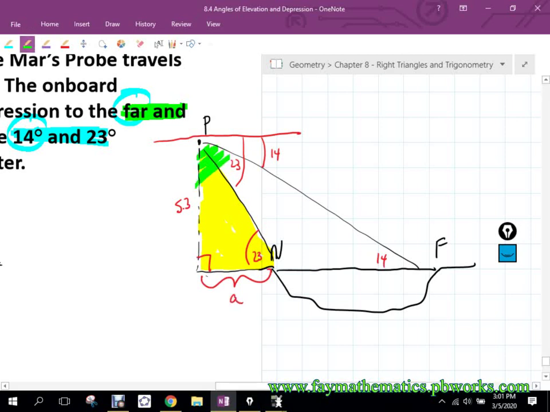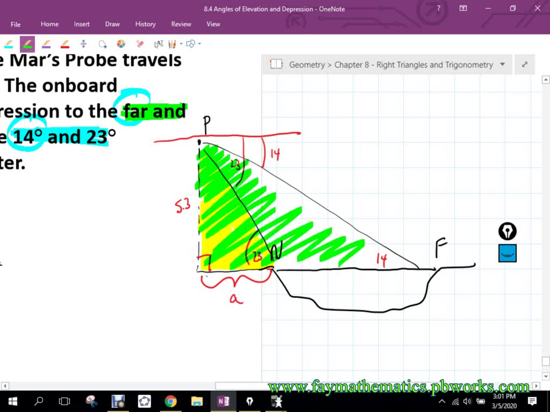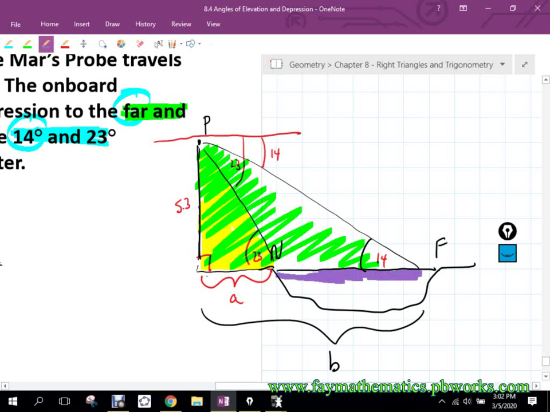Then I'm going to look at this green triangle. Because you got 5.3 of that green triangle, you've got this 14. Could you use that stuff to find that distance, B? That makes sense? What would you do with those two values to find the distance across the crater? What would you do with B and A to find the distance across the crater there? You're going to subtract them now. Does that make sense, everybody?